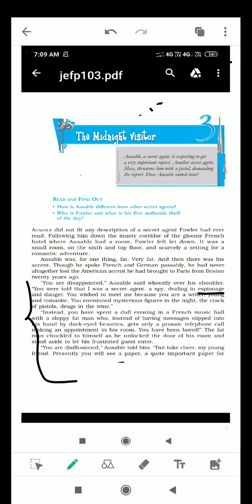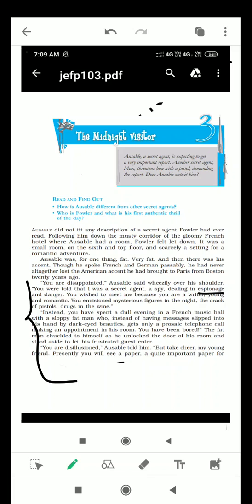See, the writing style of the story is quite confusing. The story starts with the description of a secret agent by Fowler. Osable did not fit any description of a secret agent Fowler had ever read. It means, as per the knowledge of Fowler, he did not find any feature in Osable as a secret agent. He is quite different from a secret agent. He didn't possess any characteristic a secret agent in general possesses.